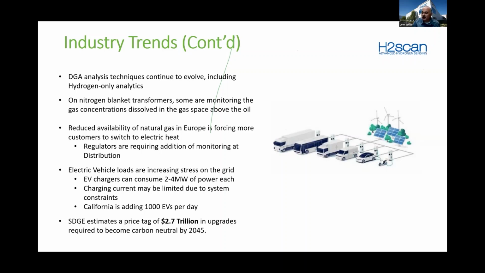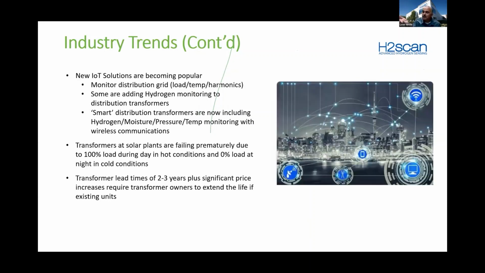San Diego Gas and Electric estimates a price tag of $2.7 trillion in upgrades necessary to become carbon neutral by 2045. So that's one utility talking about trillions of dollars of investment over the next 20 years or so. So the upgrades that are necessary are just astronomical, and the need for monitoring is going to be more and more important. Of course, we talked about IoT.